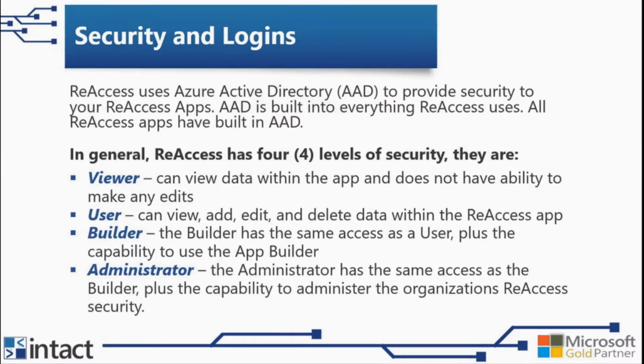So for security and logins, Azure Active Directory is pre-built into all ReAccess applications. There are 4 levels of security, and they are viewer, user, builder, and administrator. Security access is granted through an approval process by an authorized person in your organization. The process requires the user's name, email address, and one of the 4 user levels.